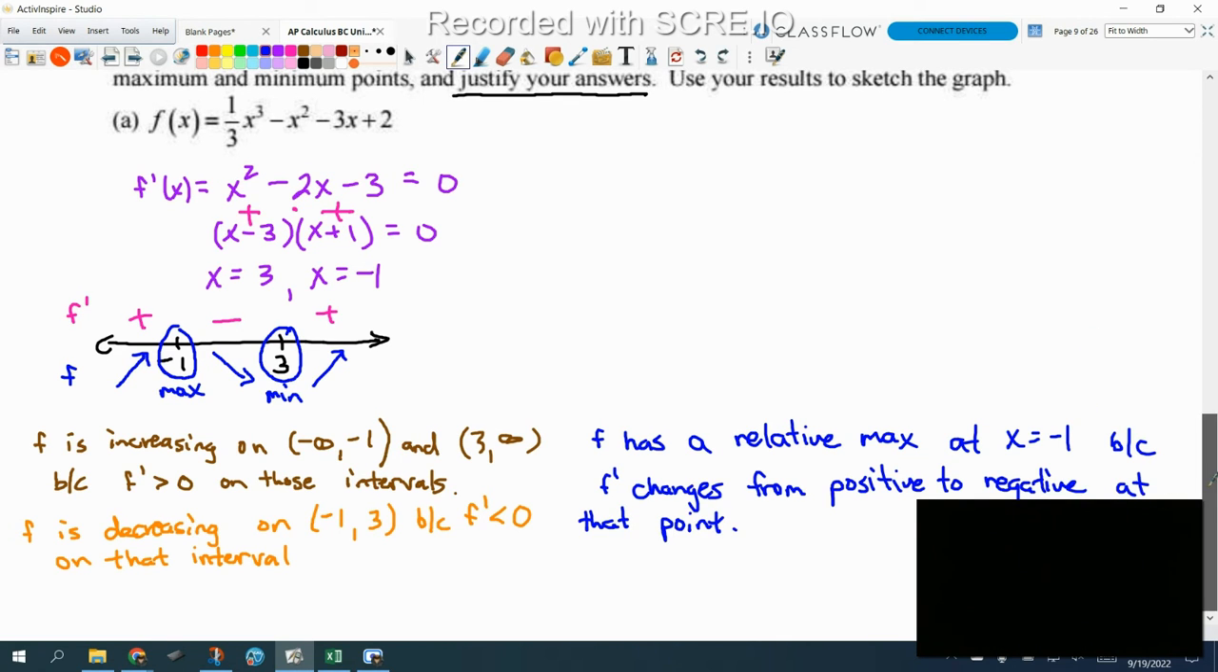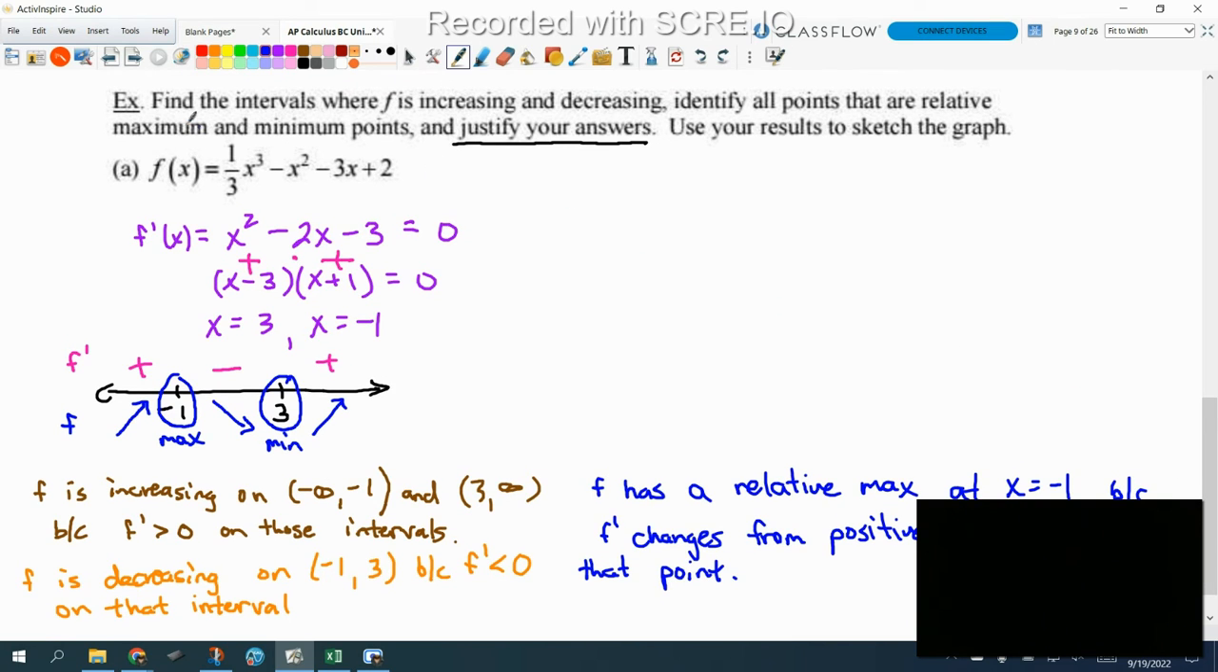All right, one more thing I want to verify is, do I have to identify the y value? So identify all points that are relative maximum and minimum points. So I think I should find the y value of these as well, because it didn't say identify all x values that are relative maximum and minimum points. Okay, so let's spend a minute here finding the y values of those two.